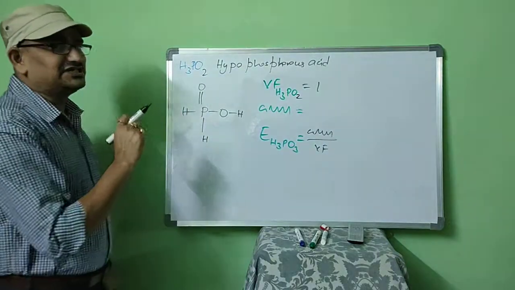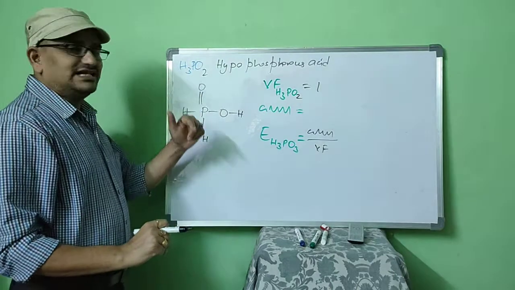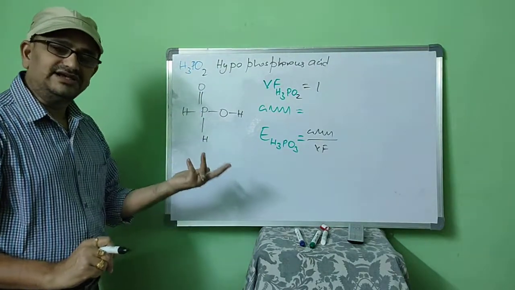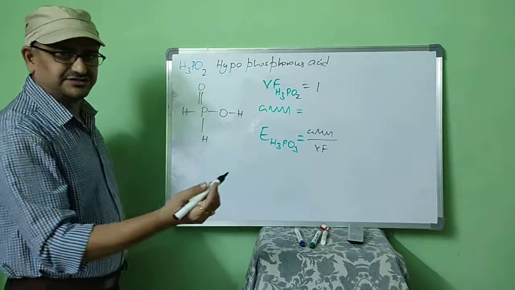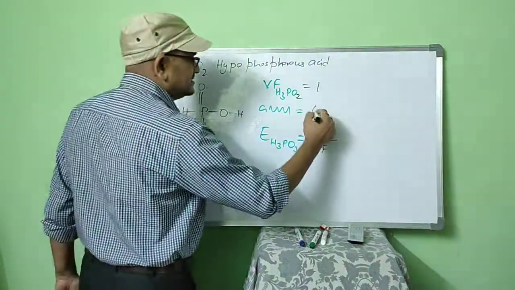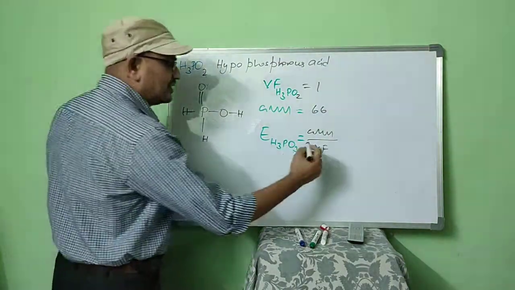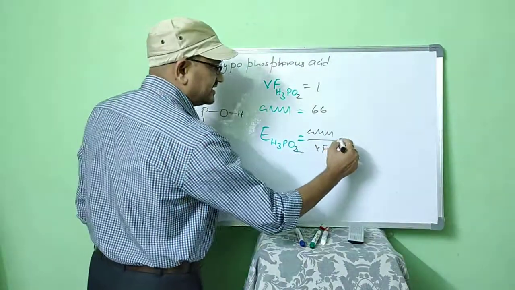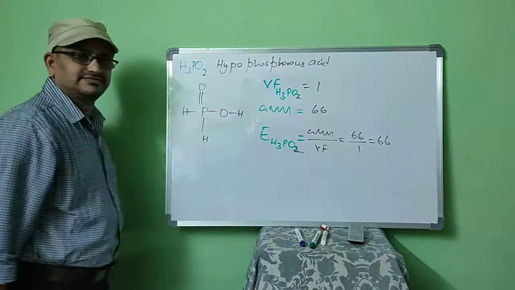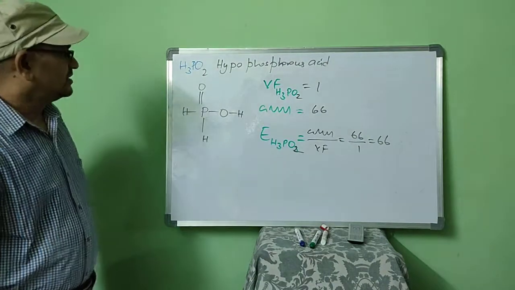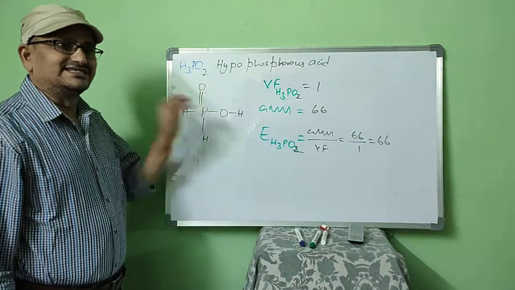And what is the gram molecular mass of this one? Its previous member H3PO3 is 82, we did. One oxygen is less, so 16 less. So 82 minus 16, yes, it is 66. Right? Now the equivalent mass of H3PO2 can be calculated as 66 by 1. Understood? So this is how we can calculate the equivalent mass of certain acids.